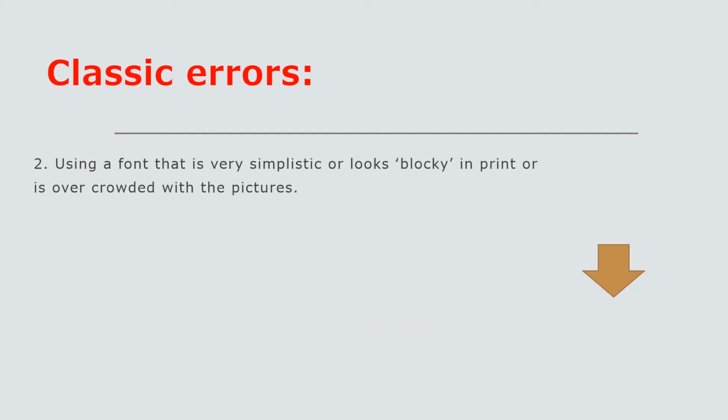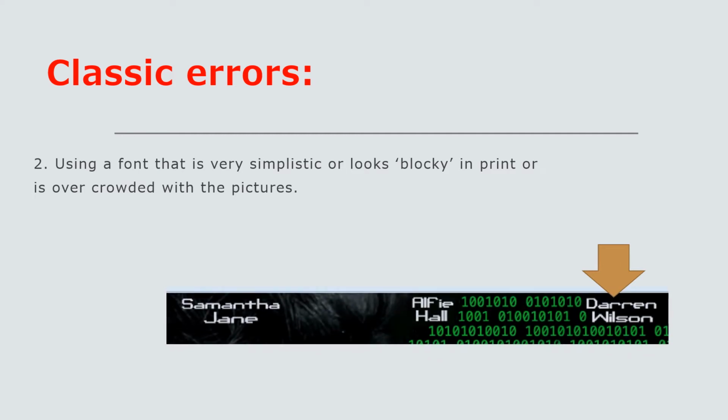Error number 2, using a font that's very simplistic or looks blocky in print or is overcrowded with pictures. Here's a classic example. You've got the 3 actors' names taken from the top, and you can see they're kind of crowded in at the top of the space. They need to be lowered down a little bit, and they need to be made slightly separate from the matrix style 10010s there, or the digits. This just looks a bit crowded on the DVD cover, and the actors' names and the film title need a bit of space to breathe, so they stand out a little bit more to your target audience.